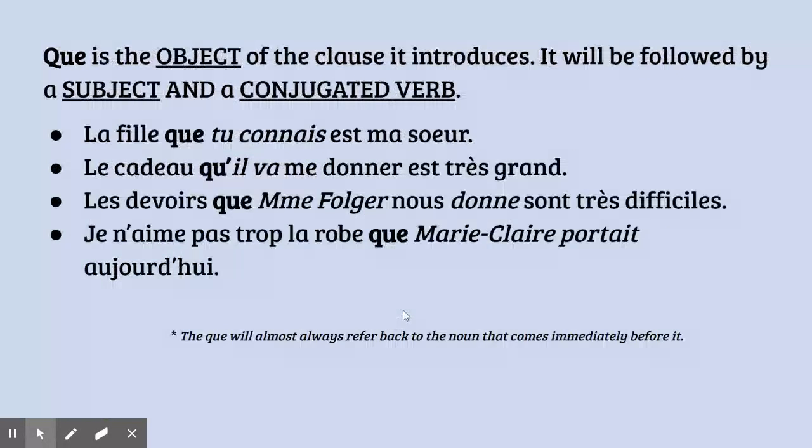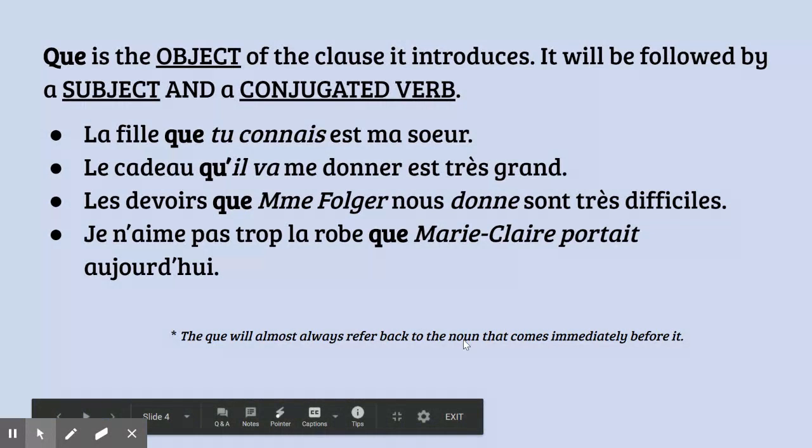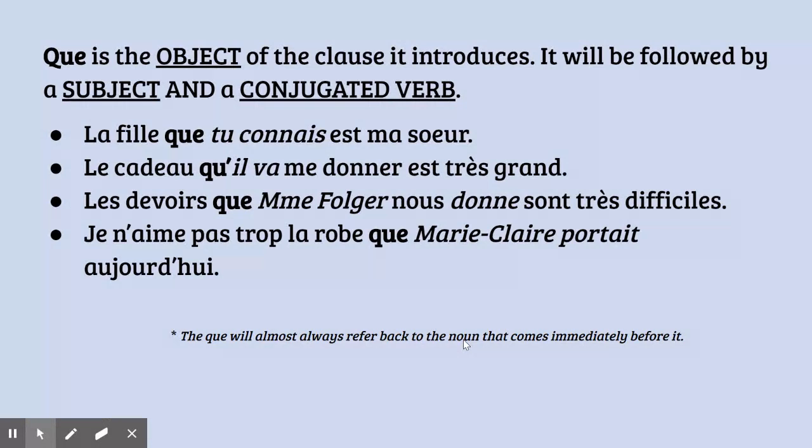Que is the same kind of idea, except instead of the subject of the sentence or of the clause it introduces, it's functioning as the object. So it will be followed by a subject and a conjugated verb. So sentence placement and all of that is the same. The only difference is this will have a subject and a conjugated verb after it, whereas the other one, qui, will just have a verb.